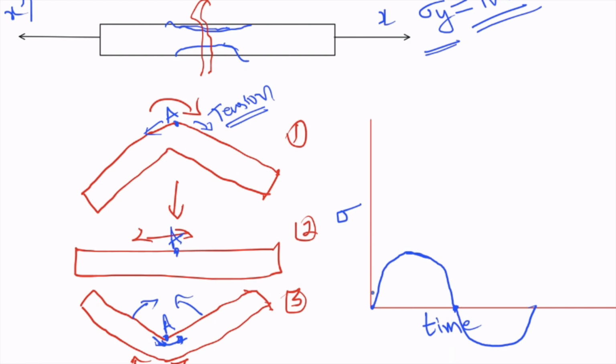At the beginning it goes in the positive direction, that we call the tension cycle, and the remaining half will be the compression cycle. So what is the difference between static and dynamic loading? Here the magnitude of stress is continuously changing, as well as the direction is continuously changing. So this is the difference between a dynamic load and a static load.